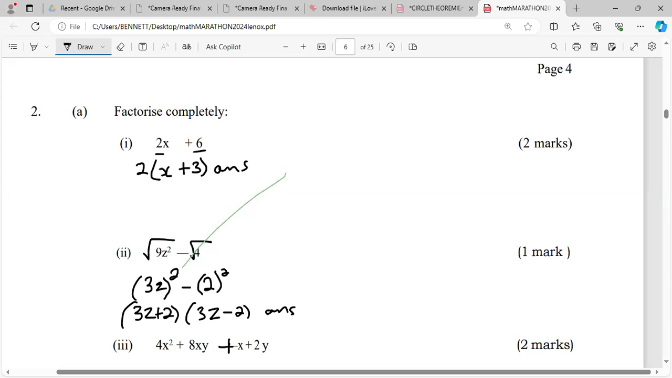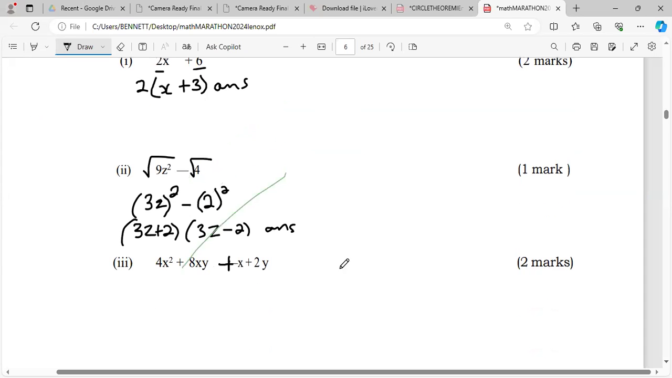For this one, it's 4x squared plus 8x. Again, it's a grouping, right? So factorize by grouping. I'm going to take out the highest common factor. What's the highest number common to 4 and 8? That will be 4. If you list the factors of 4, they are 1, 2, and 4. Factors mean the numbers that multiply to give you the number. If you list the factors of 8, it will be 1, 2, 4, and 8. So 4 is the highest one that is in both of them. So we take out the 4.